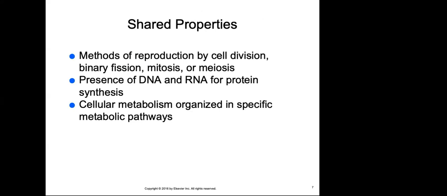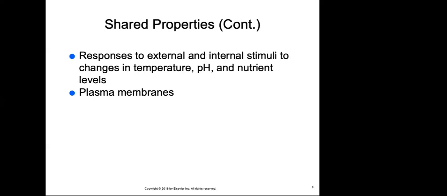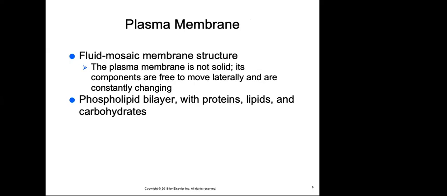Methods of reproduction by cell division: binary fission, mitosis, or meiosis. There's presence of DNA and RNA for protein synthesis. Cellular metabolism is organized in specific metabolic pathways. Responses to temperature, pH, and nutrient levels allow it to respond in a way that keeps it alive. They both have plasma membranes. The fluid mosaic model of the membrane is that the membrane is not a solid, but there is lateral movement, okay, constantly changing.